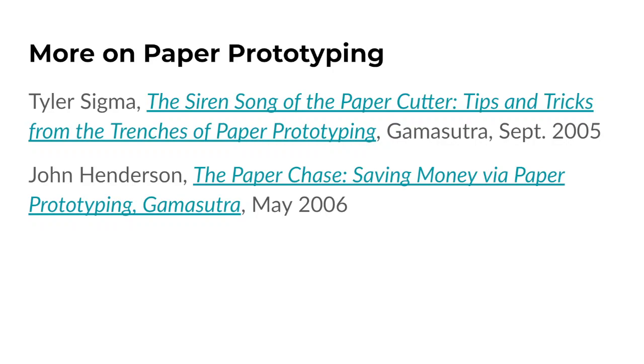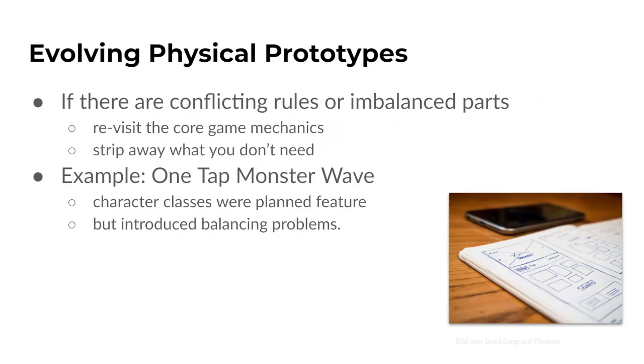So more on paper prototyping, there are 2 articles from Gamasutra, which is now GameDev.org or something like that, rather old, but I mean, paper didn't change too much in the last years. So if you want to know more, you can take a look at that. So having these physical paper prototypes, you can basically go on with them and look into if there are conflicting rules or imbalanced parts, revisit the core game mechanics, and of course strip away what you don't need.